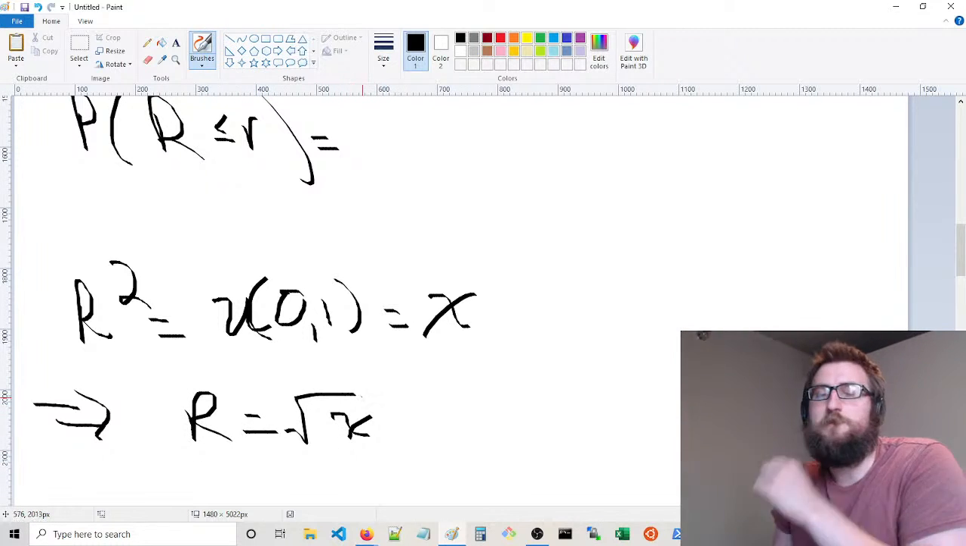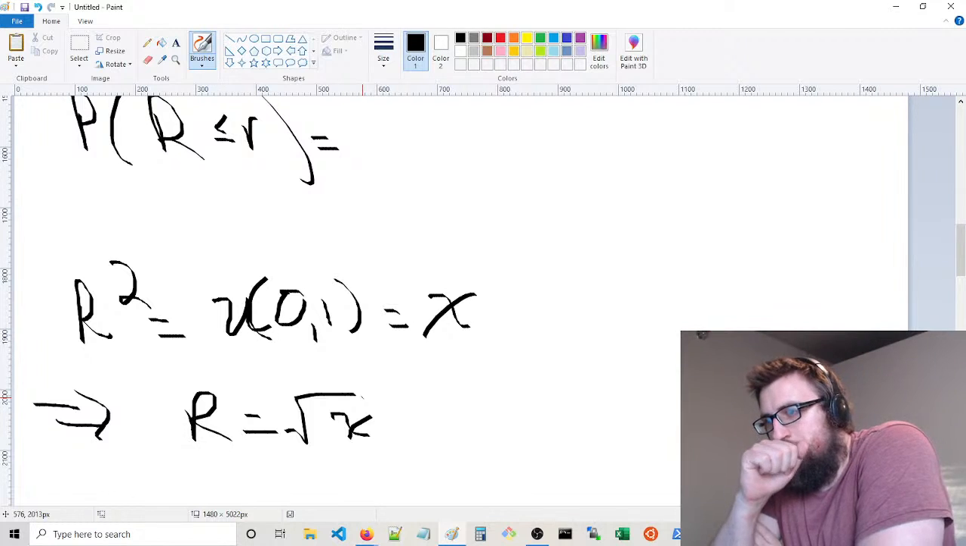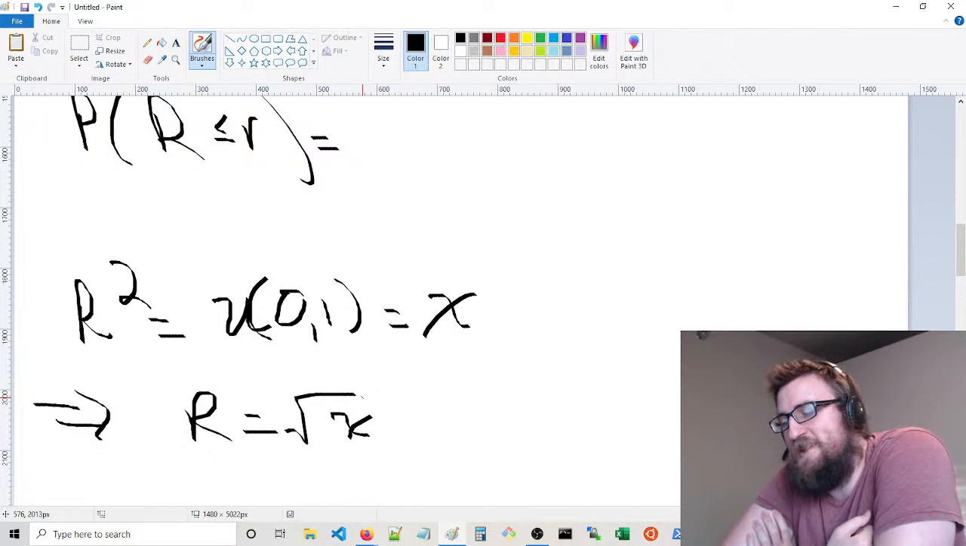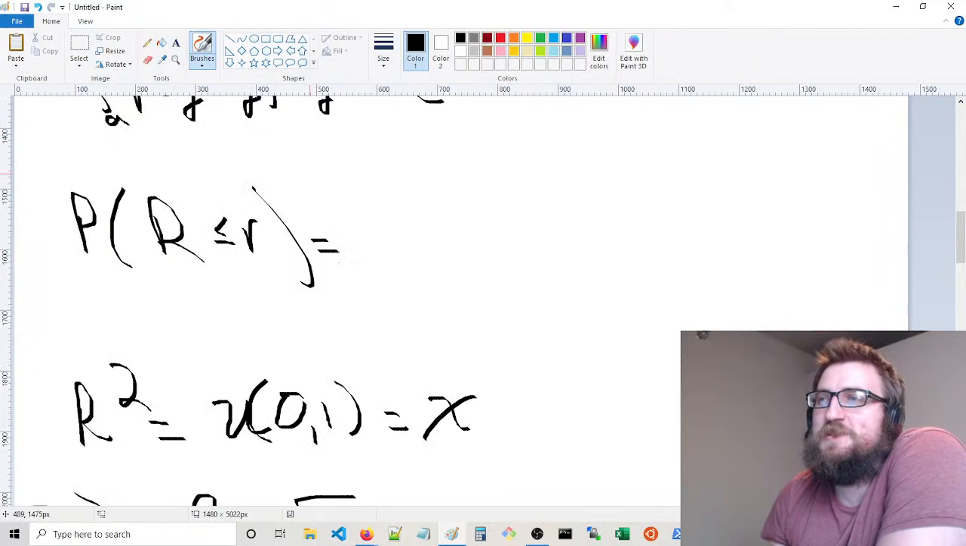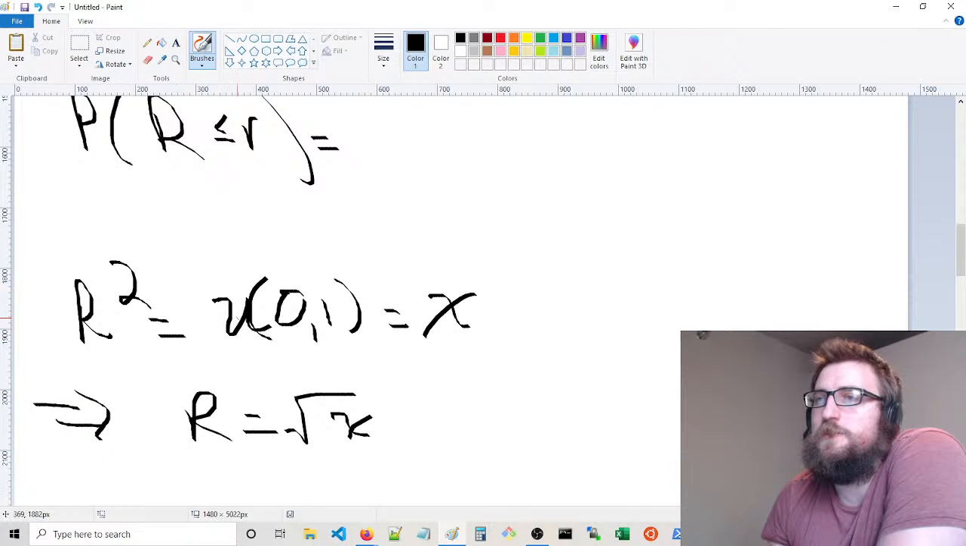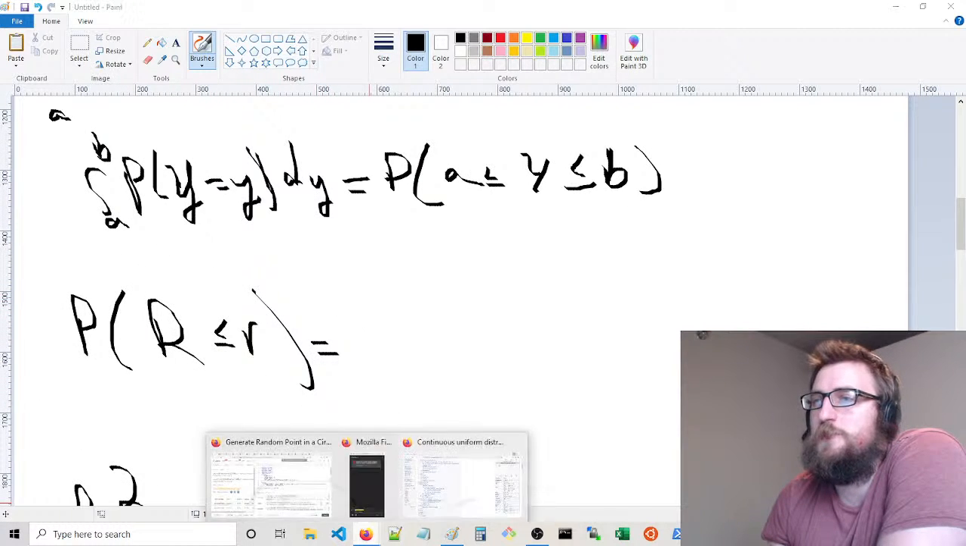And that's why we take the square root. And that's so confusing. That is insanely confusing. Why does that make sense though? Because I can see that, but how do we figure out that r squared is uniformly distributed? That's kind of what I'm trying to get at.